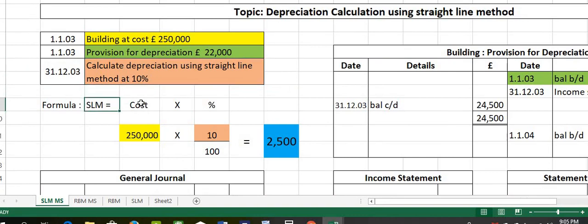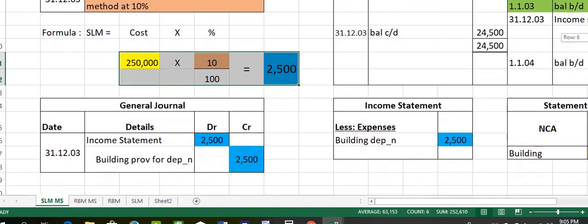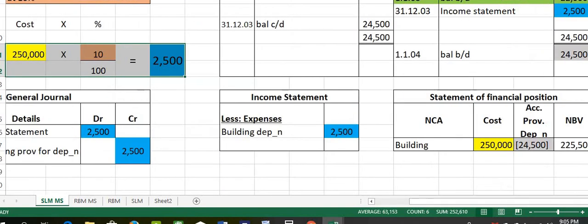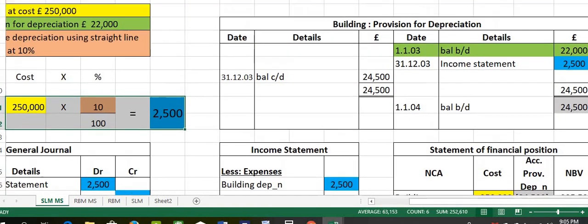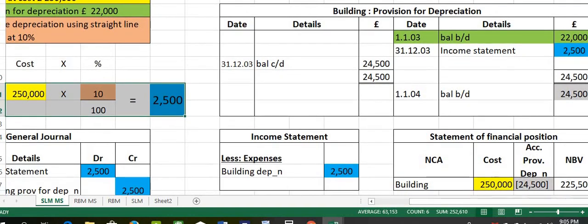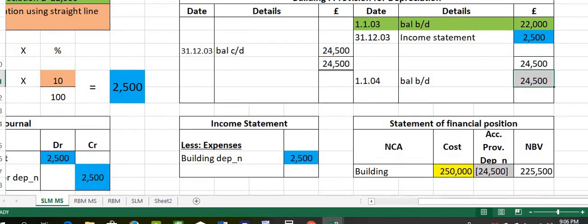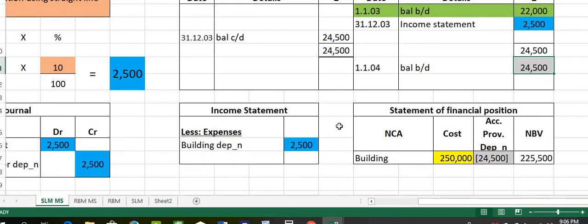Now to recap the lesson, first of all, we understood the question, identified the method of depreciation to be calculated, identified the formula, calculated depreciation, we transferred information to the general journal, and then we posted entries to the depreciation ledger, opening balance and current year's transfer, carried down, brought down, and then we transferred the information to the financial statements such as the income statement and statement of financial position.